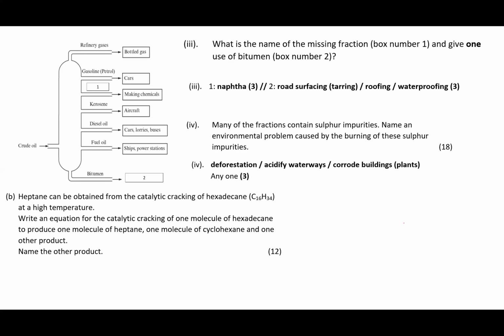Heptane can be obtained from the catalytic cracking of hexadecane, C16H34, at high temperature. Write an equation for the catalytic cracking of 1 molecule of hexadecane to produce 1 molecule of heptane, 1 molecule of cyclohexane, and 1 other product, and name the other product. So C7H16, that's our heptane. C6H12, that's our cyclohexane, and C3H6 is the third product, and the name for that is propene. So 12 marks going there: 3 for your formula of heptane, 3 for your formula of cyclohexane, 3 for working out that it's C3H6, and 3 for naming that propene.